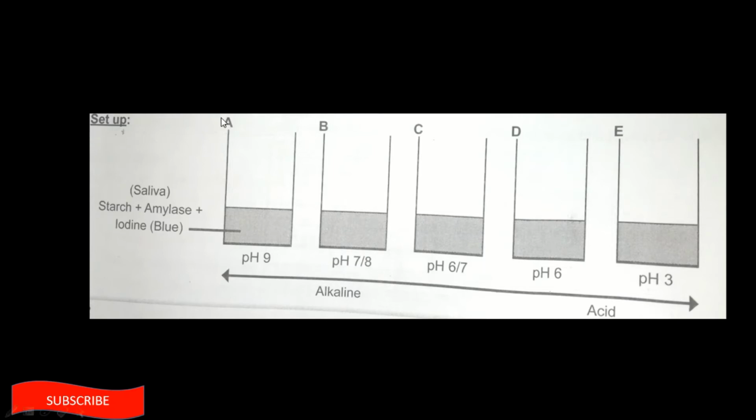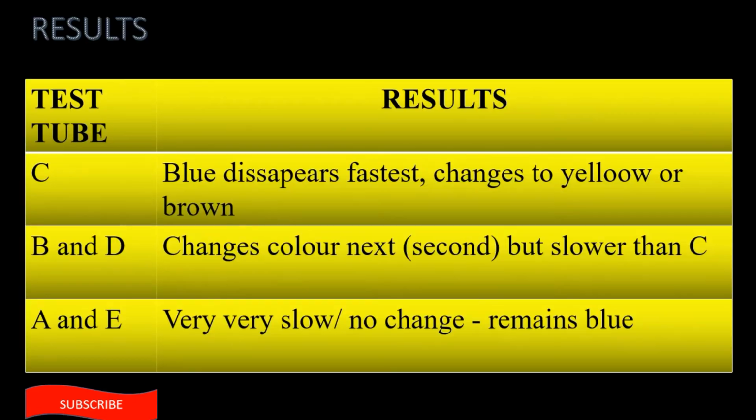Like in test tube A, you can see that this is alkaline. So we can therefore conclude that amylase does not work at an alkaline level, or rather it cannot work when it's subjected to an acidity level. All right, so let's now interpret our results.